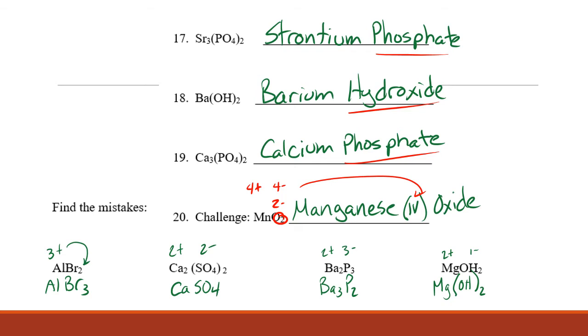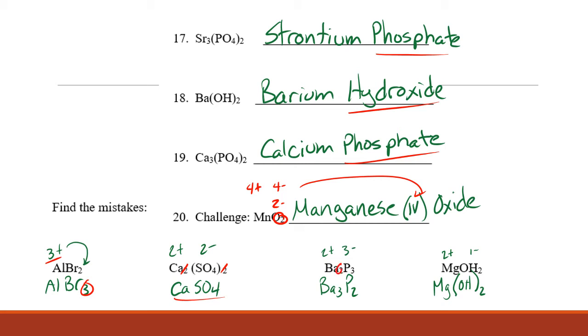As for the find the mistakes questions, AlBr2 is written incorrectly. Aluminum has a +3 charge, so we should have 3 bromines to balance it out. The next one has extraneous twos. Because the charge is already balanced out, +2 and −2, you don't need to do any crisscrossing. Just write CaSO4 and be done.